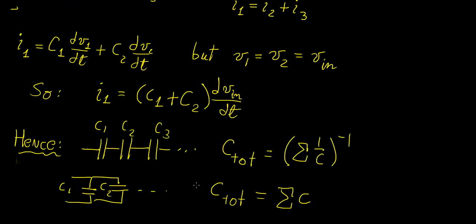So to summarize, what we can derive from these expressions is that capacitors in series add up according to this equation. So we take the sum of the reciprocals and then take the inverse of that. And capacitors in parallel add up simply by just adding them together like that. And that's a really interesting result that we're going to be making use of in later videos.